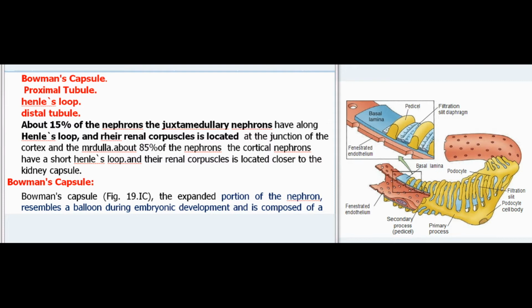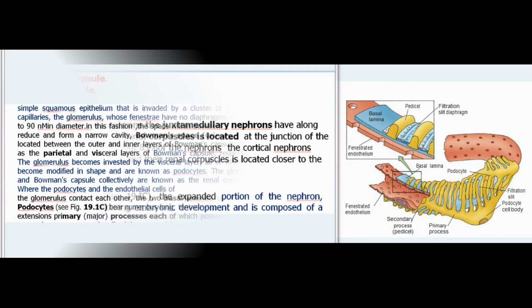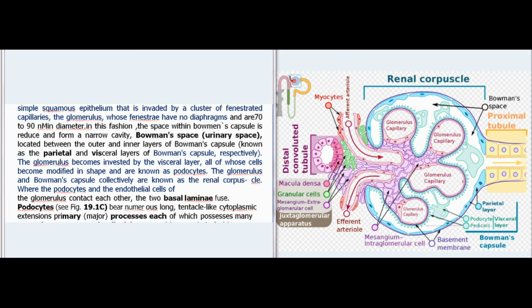Bowman's capsule, Figure 19.1c, the expanded portion of the nephron, resembles a balloon during embryonic development and is composed of a simple squamous epithelium that is invaded by a cluster of fenestrated capillaries, the glomerulus, whose fenestrae have no diaphragms and are 70 to 90 nm in diameter. In this fashion the space within Bowman's capsule is reduced and forms a narrow cavity, Bowman's space, urinary space, located between the outer and inner layers of Bowman's capsule, known as the parietal and visceral layers of Bowman's capsule, respectively.